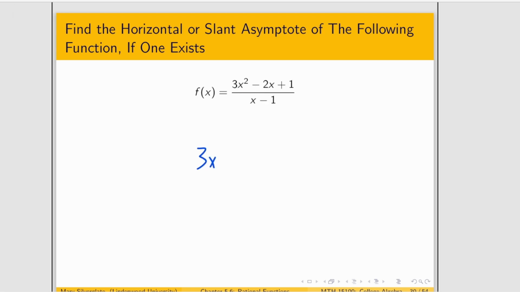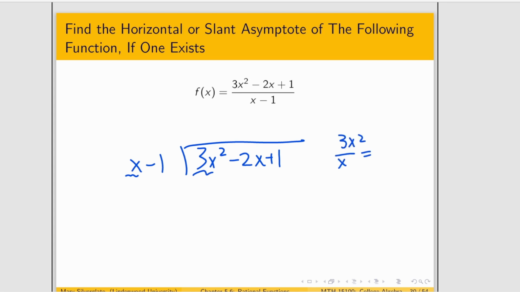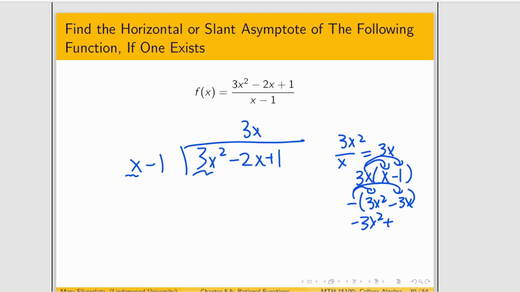So I have 3x squared minus 2x plus 1 divided by x minus 1. I want to ask myself x times what gets us 3x squared, so I do 3x squared divided by x. That leaves me with 3x. Then I want to do 3x times x minus 1. 3x times x is 3x squared. 3x times negative 1 is minus 3x. And then I want to subtract that entire thing. So that would be minus 3x squared plus 3x.